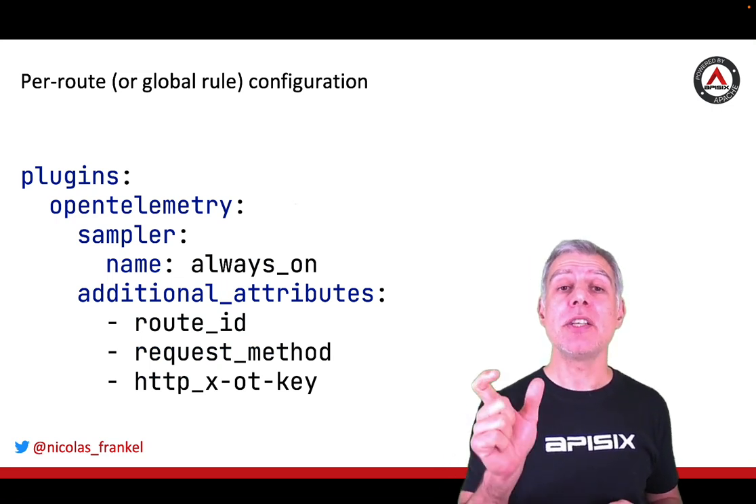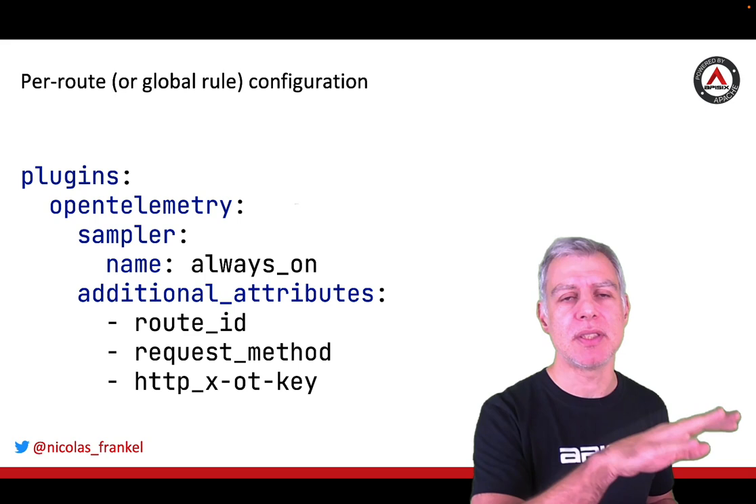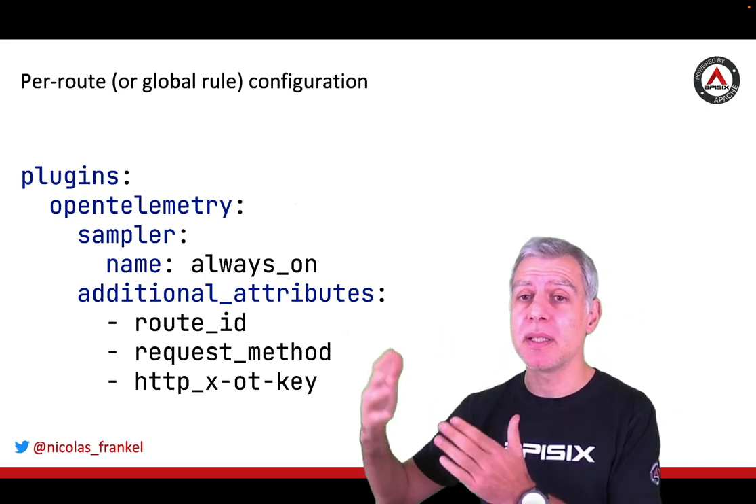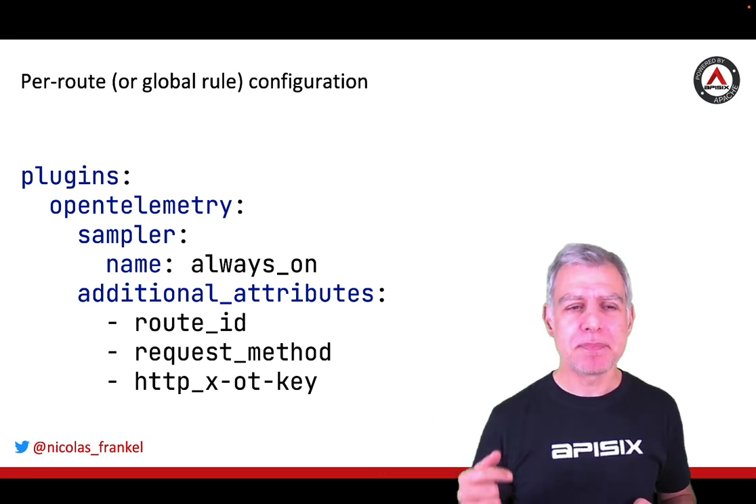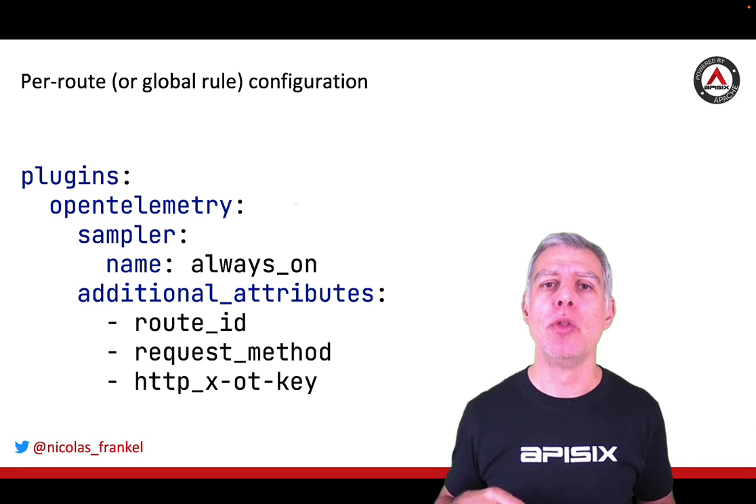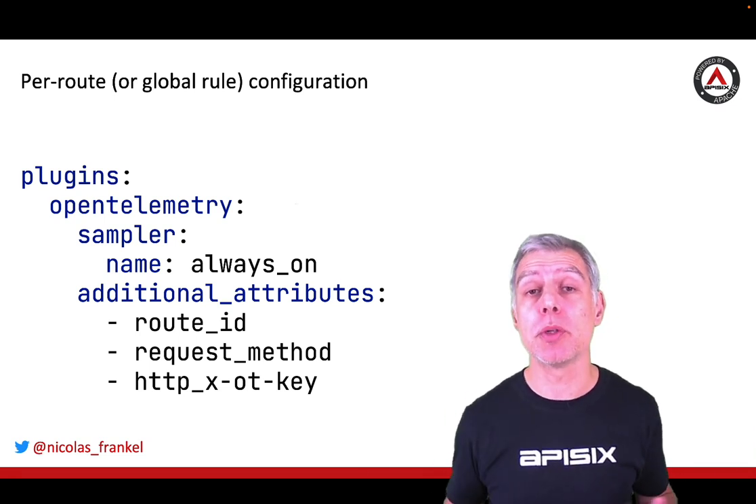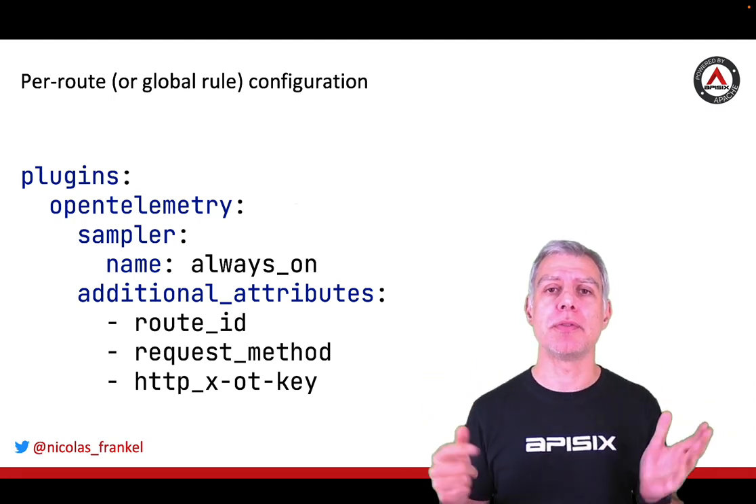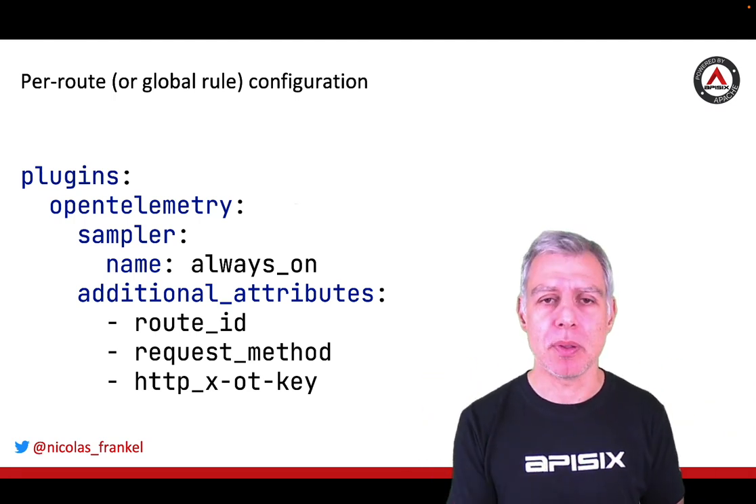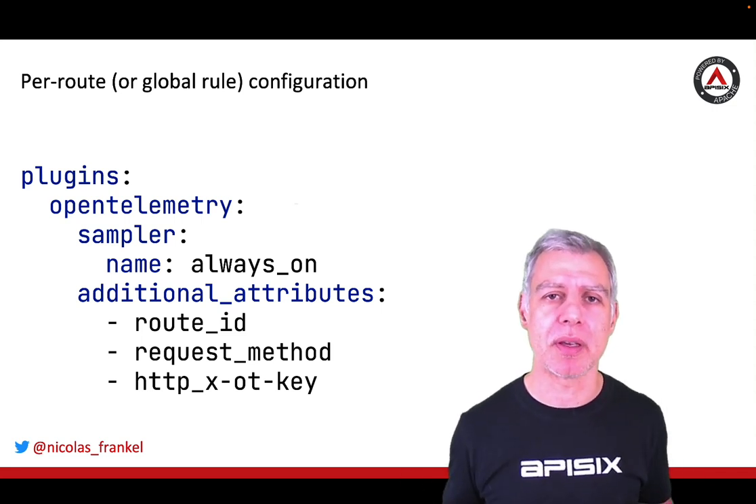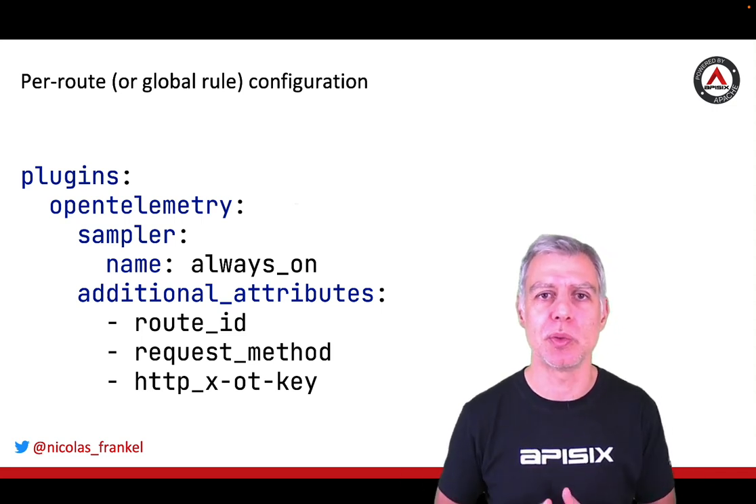Then for each route, here I have a single one, but you can have different configurations depending on the route. You will say, okay, how much sample do I want? Normally, depending on your volume, you probably don't want 100% because it will overflow your system. You want a sample. Here, this is a demo. I will say I want to sample everything. Again, probably not what you want to do.